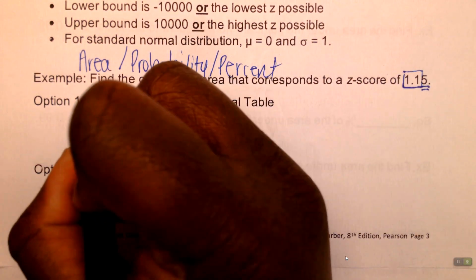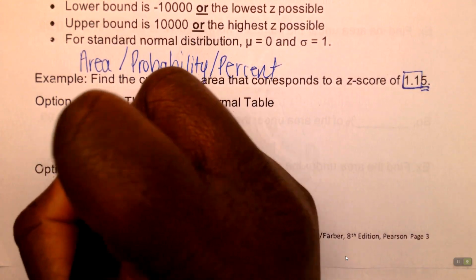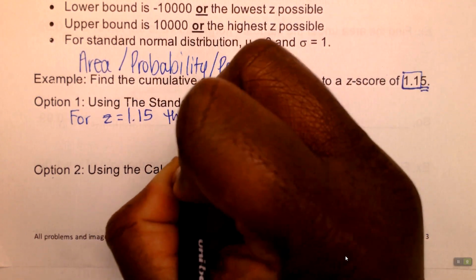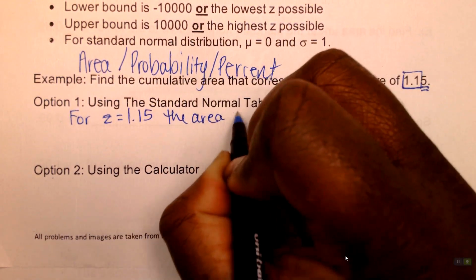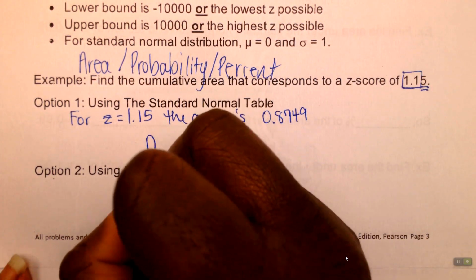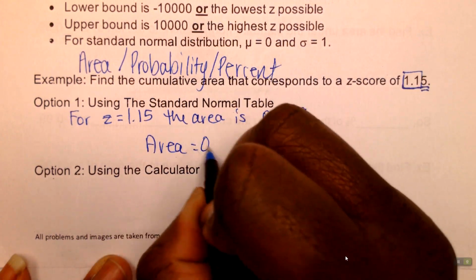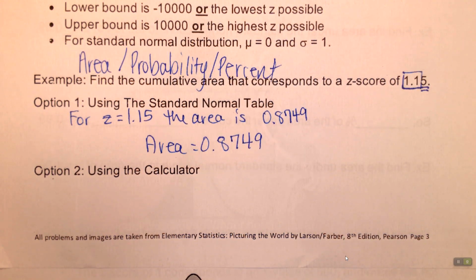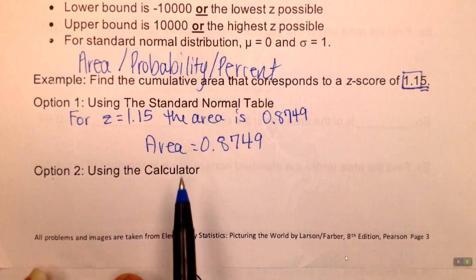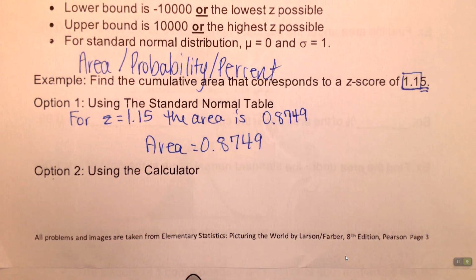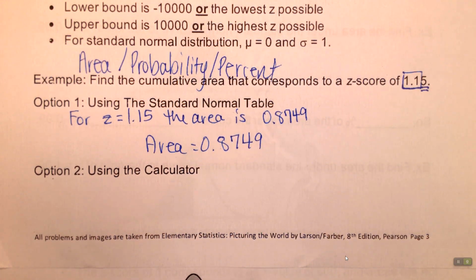So for z equals 1.15, the area is 0.8749. I wrote that out that time so you can know exactly what that means. But this is how you're going to write your answer: area equals 0.8749. And I want to check that to make sure it makes sense.